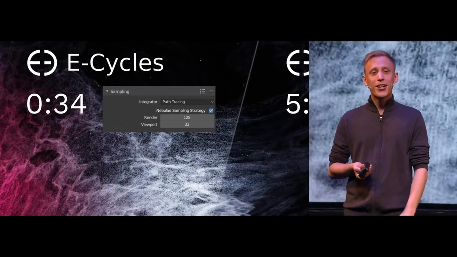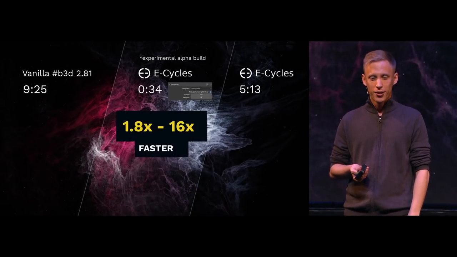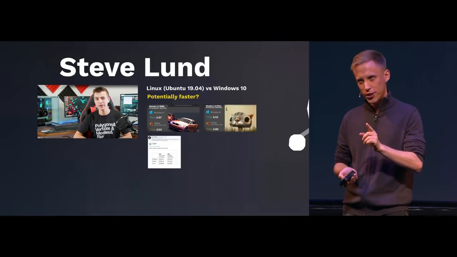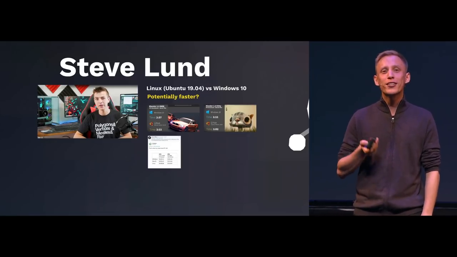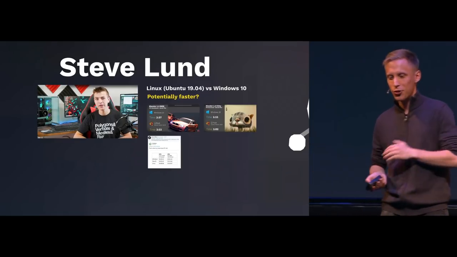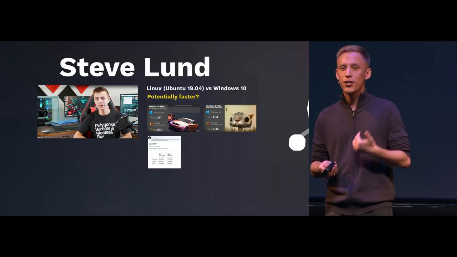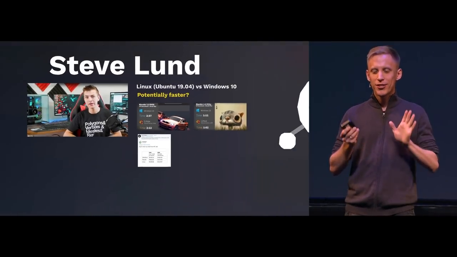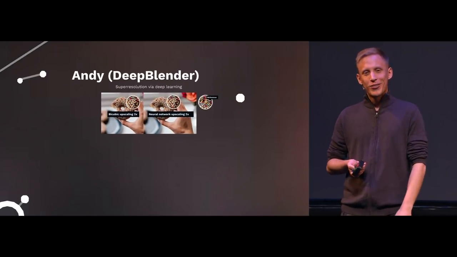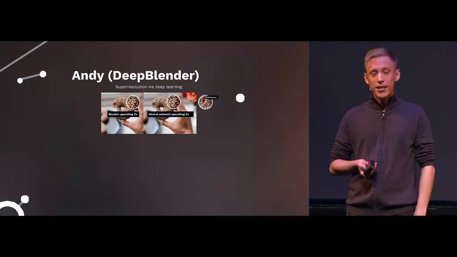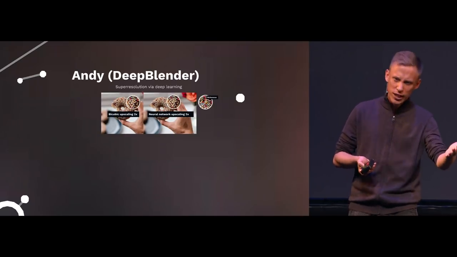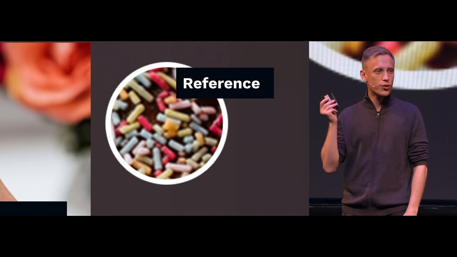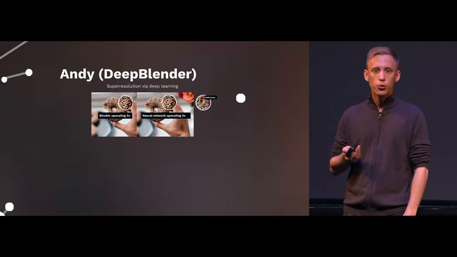In some other scenes, this is the checkbox, by the way. In other scenes, it was 16 times faster. Yeah, with some loss in details. But anyway, and we hoped, incidentally, the new version of eCycles is released today. We hoped that Linux would bring another competitive edge in terms of GPU rendering performance, as suggested by Steve Lund and other folks from the community, but we got a mixed bag of results, and we decided not to hurry up too much. And crazy stuff, we hoped that Andy, aka Deep Blender, would release a super resolution add-on for Blender that would allow us to render in 50% of the resolution and upscale everything to the original size without the quality loss. But yeah, I hope that one day he will do it.